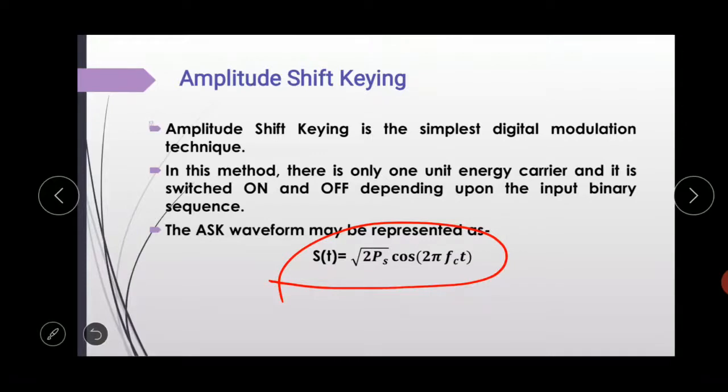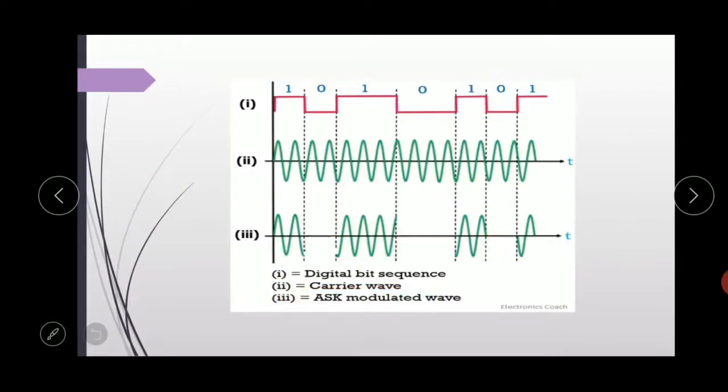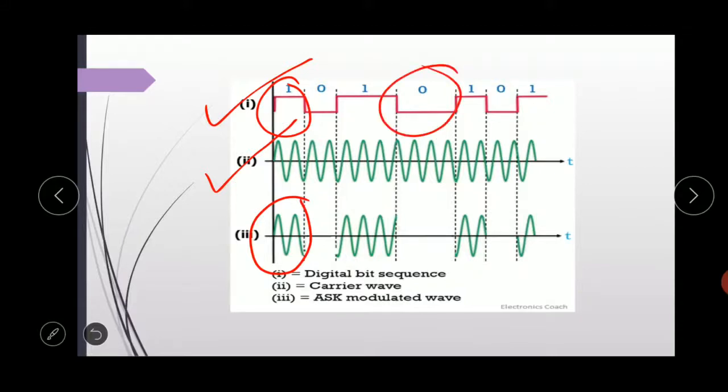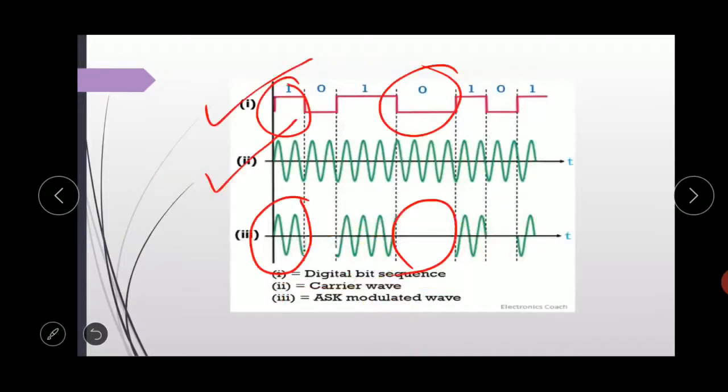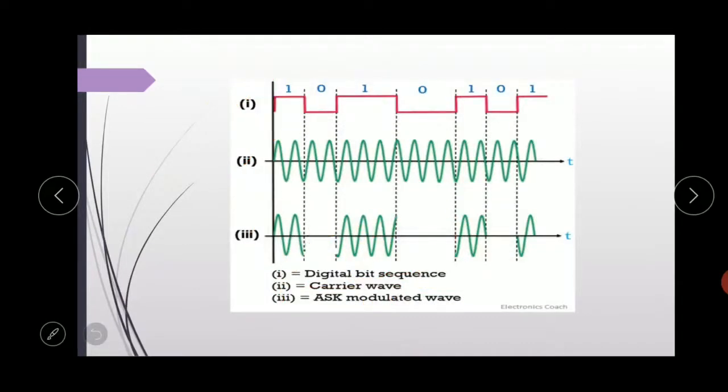Here in this waveform we can observe that this one is the modulating signal, and this one is the carrier signal. When 1 is given, only at that time we get the output signal, and when 0 is given at the input, there is no output present. Here this is the amplitude. C of t is A cos omega ct, meaning cos 2 pi f ct. So at the output, when 1 is given in the input, we get the carrier signal.